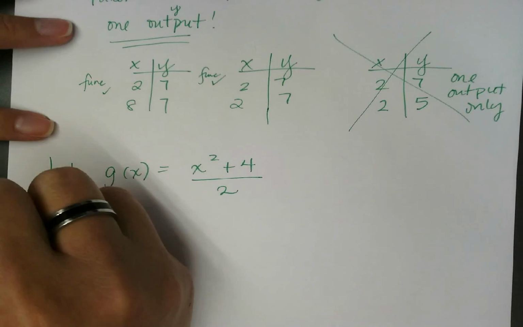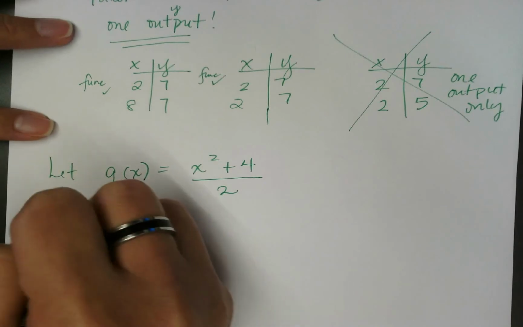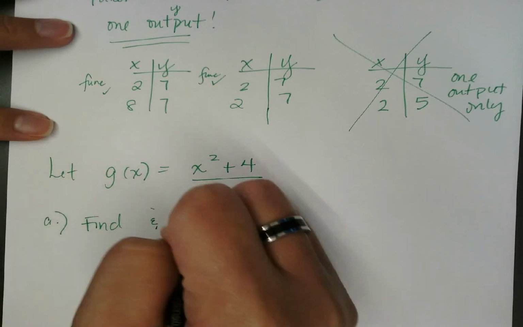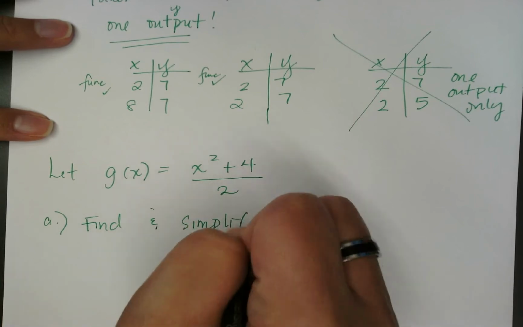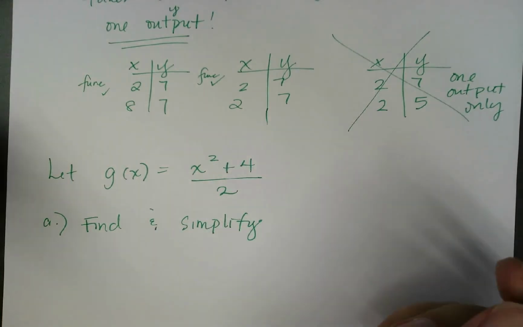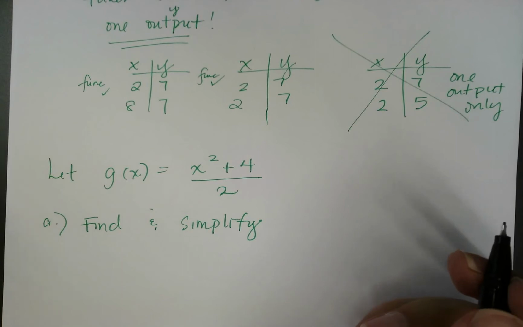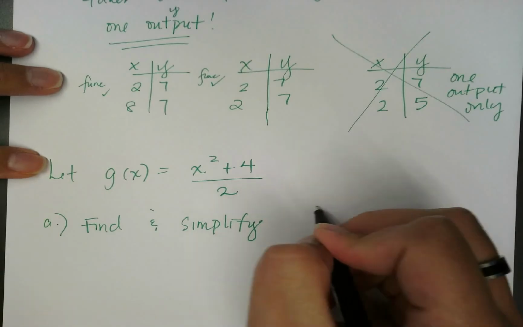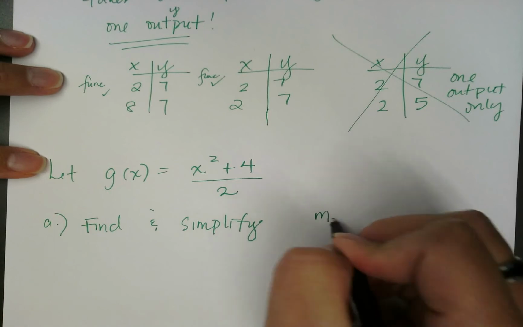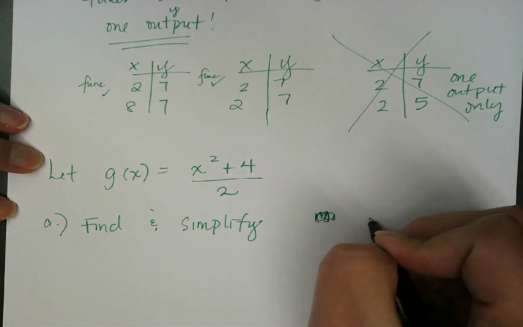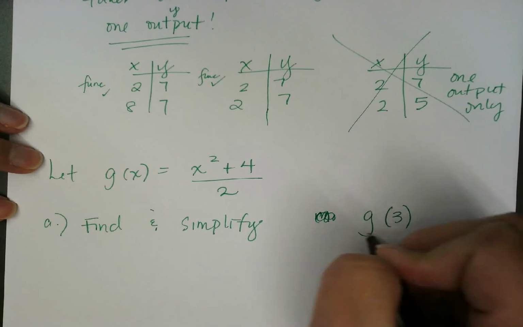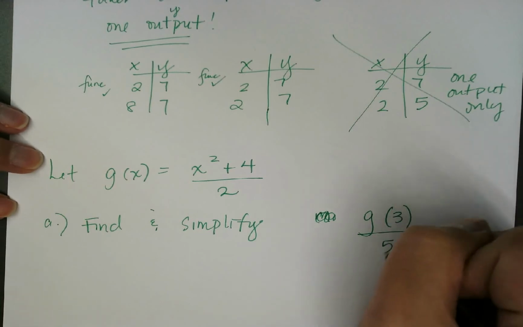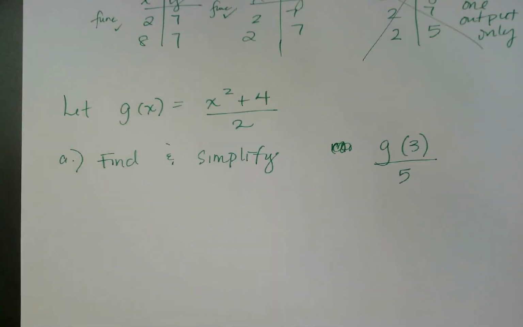Find and simplify. So here's A. Find and simplify. Sorry, I'm reading. I lied. G, that's a G function. G of 3 over 5. There's A.